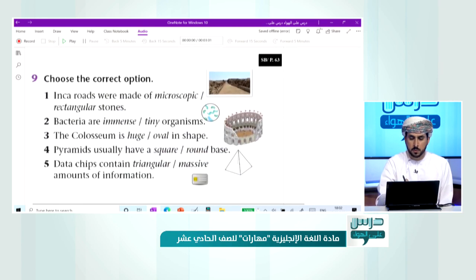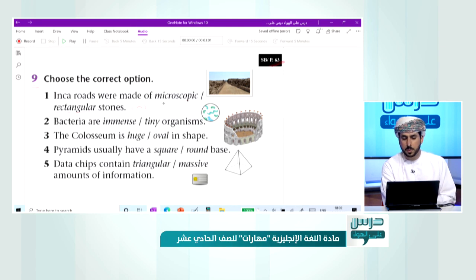Now, let's move on, and in the same page, page 63, we have question number 9. Choose the correct option. Inca roads were made of, we have two options. The first option is microscopic, and the second one is rectangular stones. If we are talking about a stone here, the stone is a noun. And here we are using an adjective.